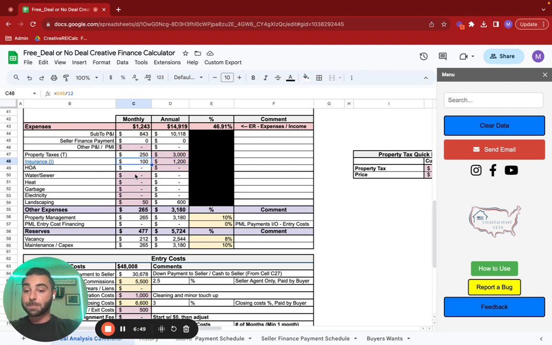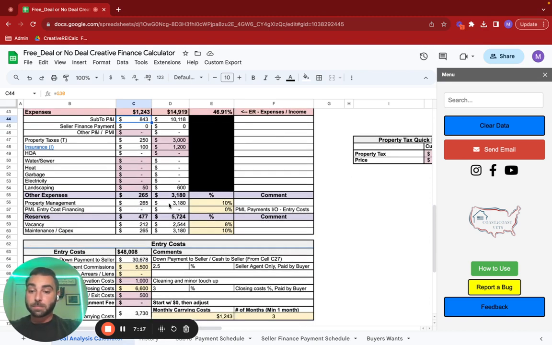There's zero HOA. You're not responsible for any utilities, since it's a long-term rental and your tenant's going to cover it all. So you have your water, heat, garbage, electricity, all that's covered by the tenant, but you do pay $50 a month for landscaping. So this is showing you that your monthly expenses are $1,243 between your loan, taxes and insurance, and the landscaping cost. And there's some other expenses for you to worry about now.